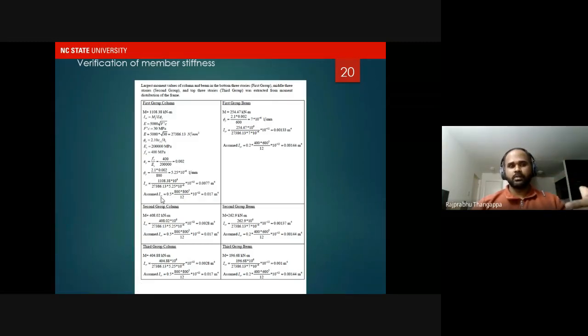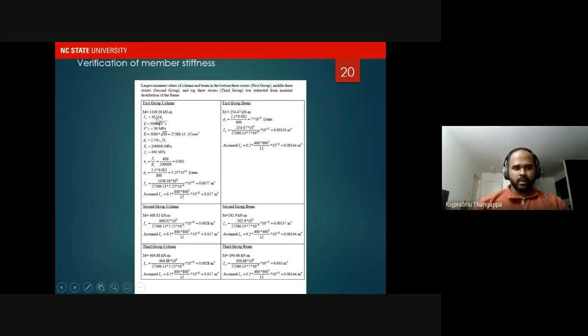So we have 9 stories. So the first group is basically the first 3 stories, and subsequently the second 3 stories and the last 3 stories. So here you have the columns and beams, and these are the maximum bending moments in the respective groups in the column and the beam. So once we have the bending moment, we can estimate the cracked section stiffness using this relation.